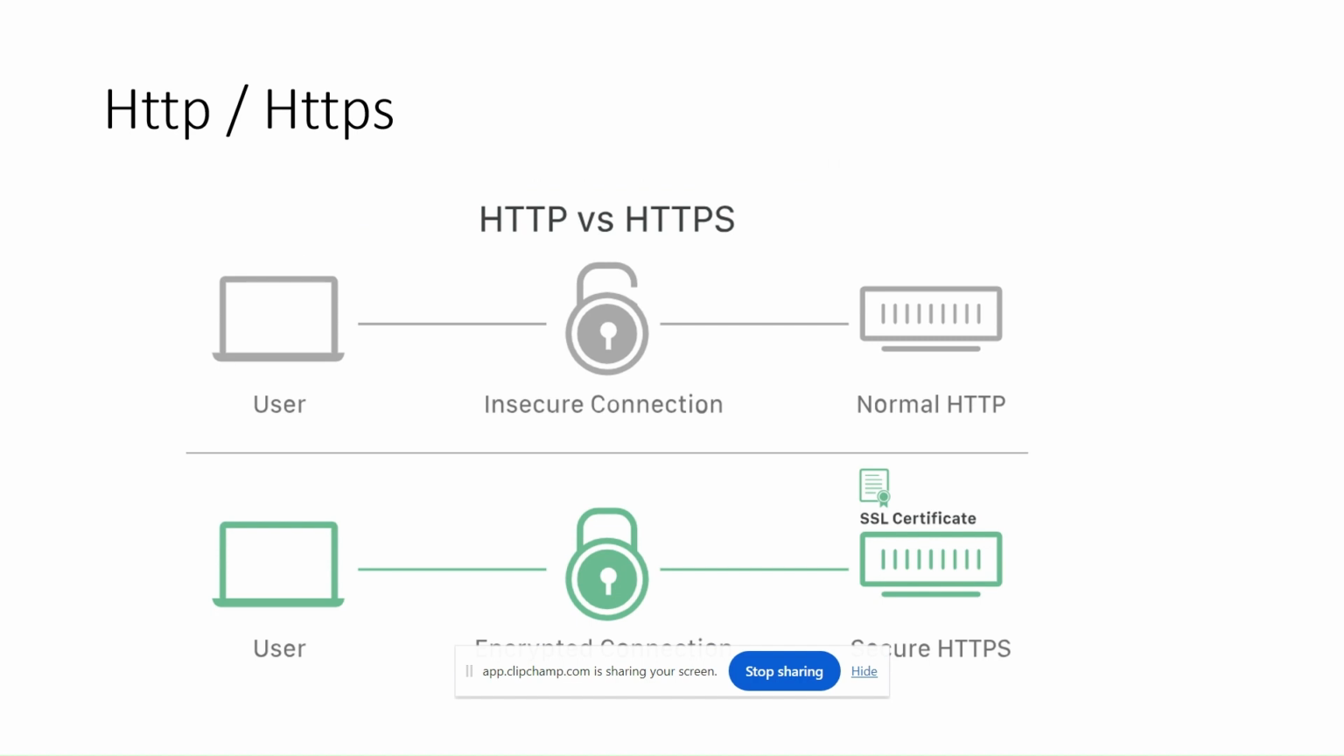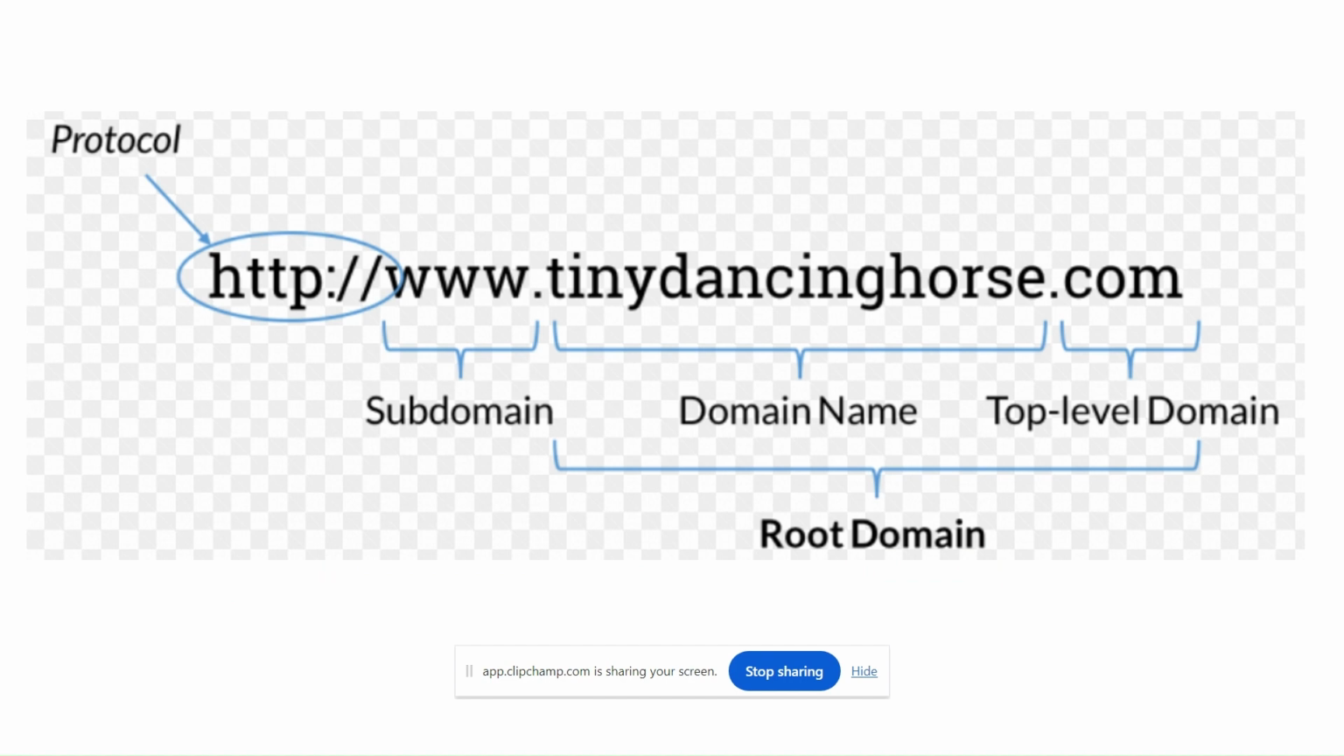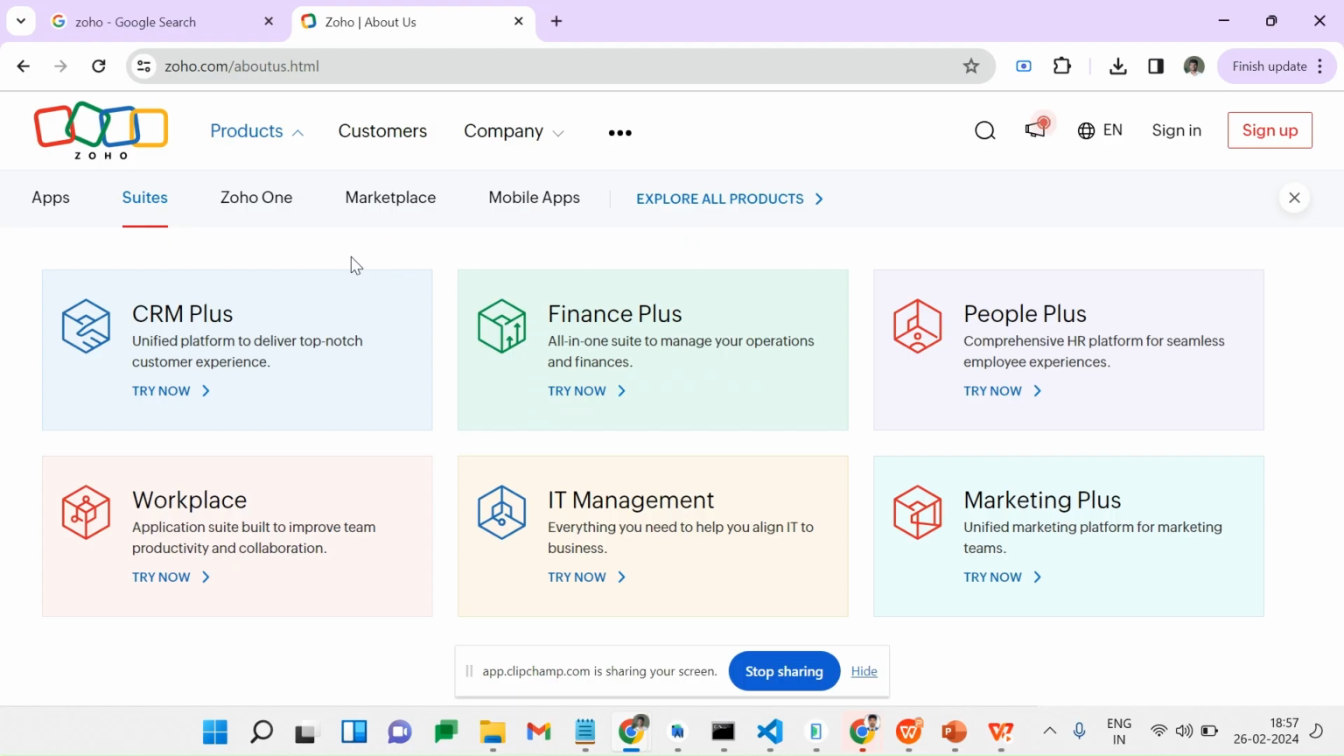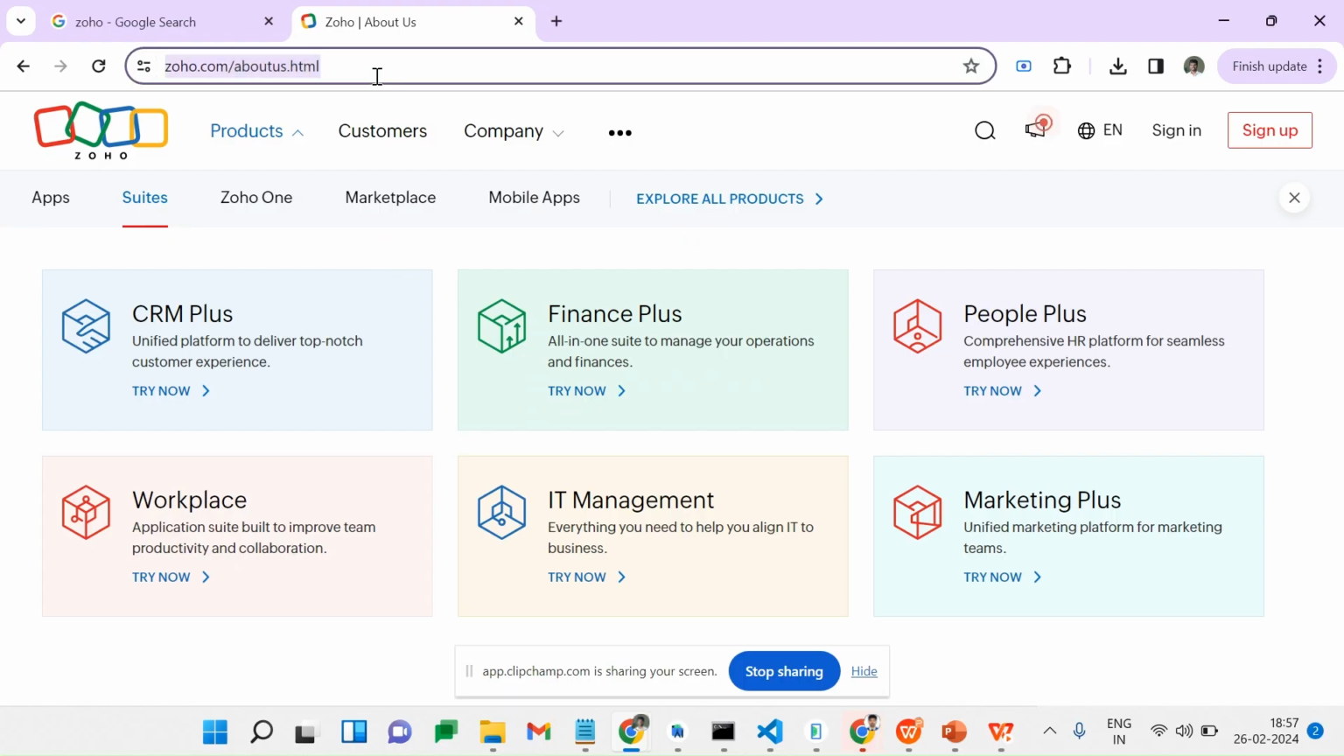So HTTP and HTTPS, we all know, right? HTTP will also work, but for security reasons we need to pay and get a certificate, which is an SSL certificate, for the particular website we are using. So next, what is this? This HTTP is called a protocol, Hypertext Transfer Protocol.